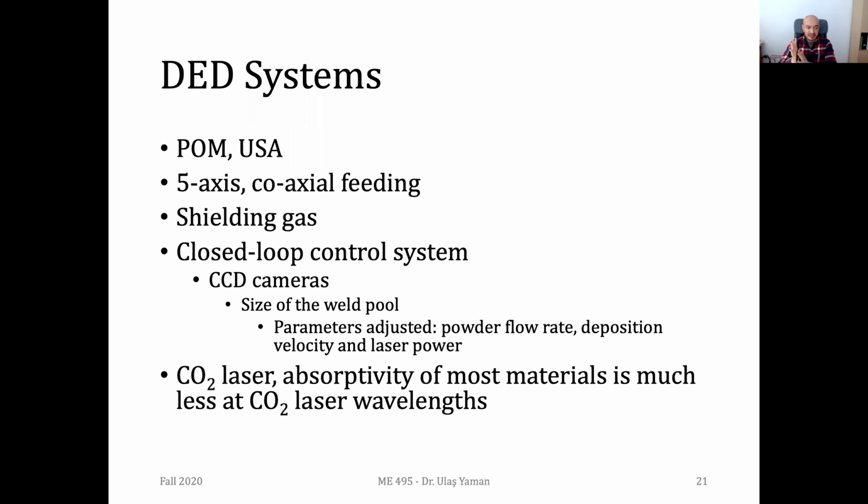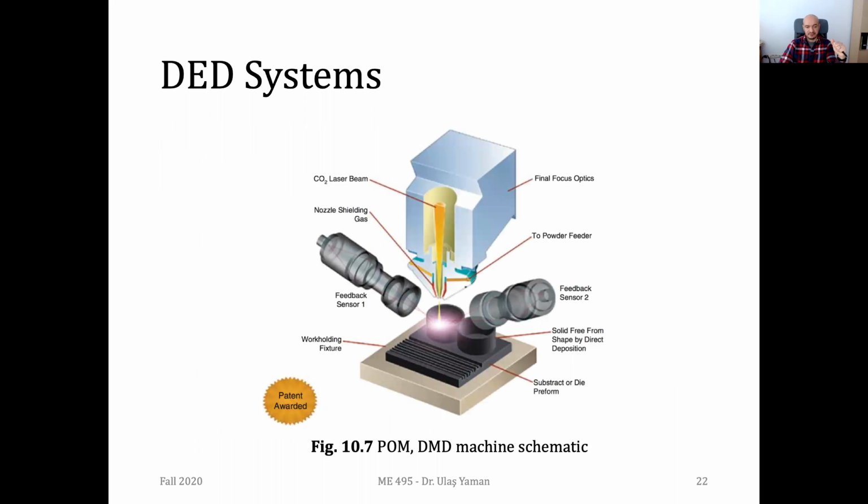And they were using a carbon dioxide laser, which is mostly a good type of laser, since the absorptivity is quite okay with most of the materials. Once you use a carbon dioxide laser, you will have a larger heat affected zone. You should be aware of that, and with this information, you should adjust your speed and powder flow rate accordingly.